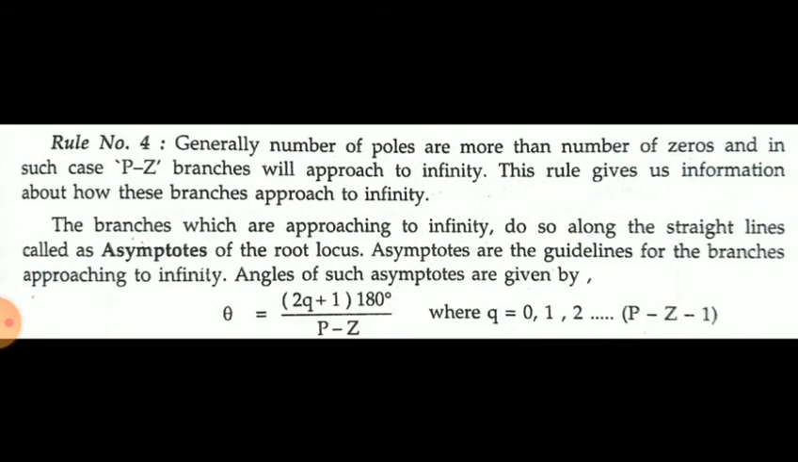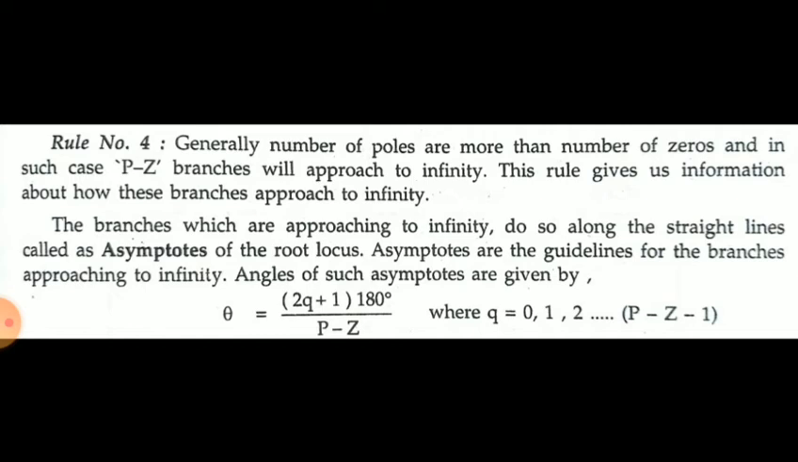Now next is rule number 4, that is to find out the asymptotes. Generally the number of poles is more than the number of zeros, and in such a case P minus Z branches will approach infinity. This rule gives us information about how these branches approach infinity.